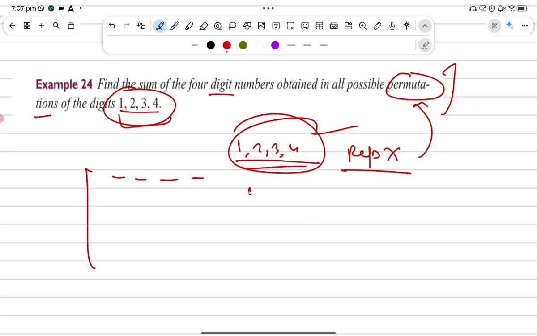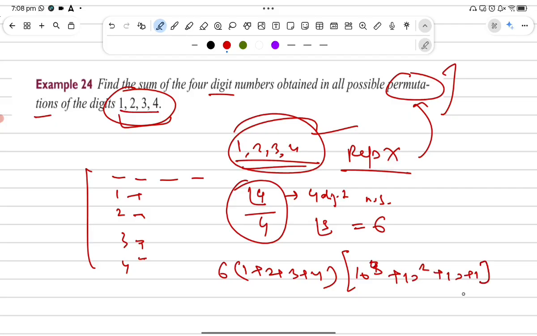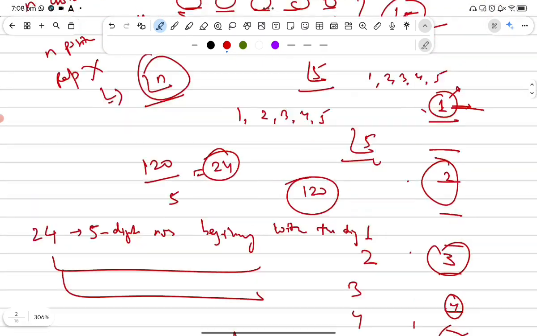Sweet. So now we have 4 factorial 4-digit numbers. Now each of these positions can have either 1, 2, 3, or 4, and each of them will appear an equal number of times. That would be 3 factorial. What is 3 factorial? That's 6. So 1 plus 2 plus 3 plus 4 is the sum. Each of them appears 6 times. And then we'll multiply that with the place value. Sorry, that's 10 cube, 10 square plus 10 plus 1. There you are. So this was problem 4.